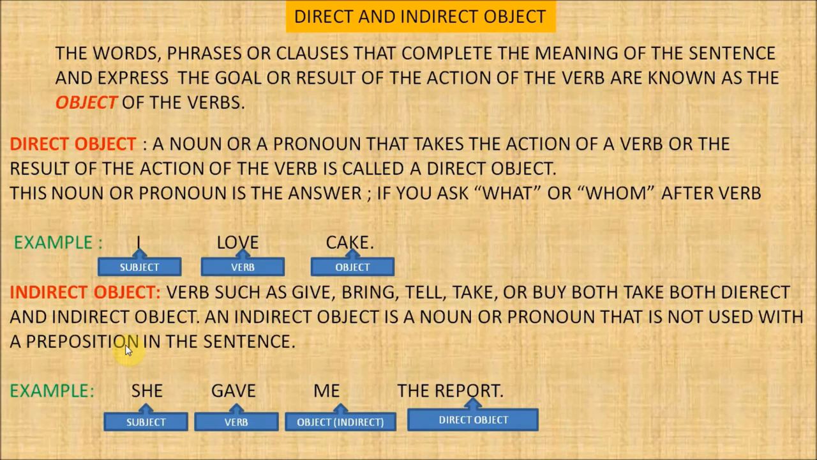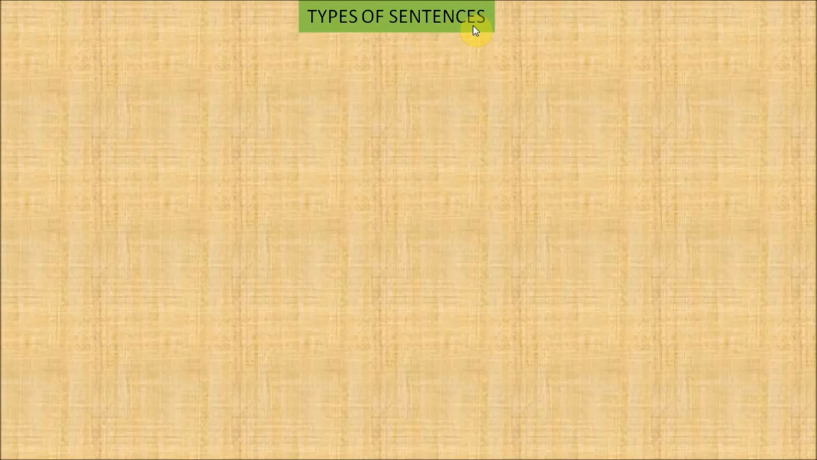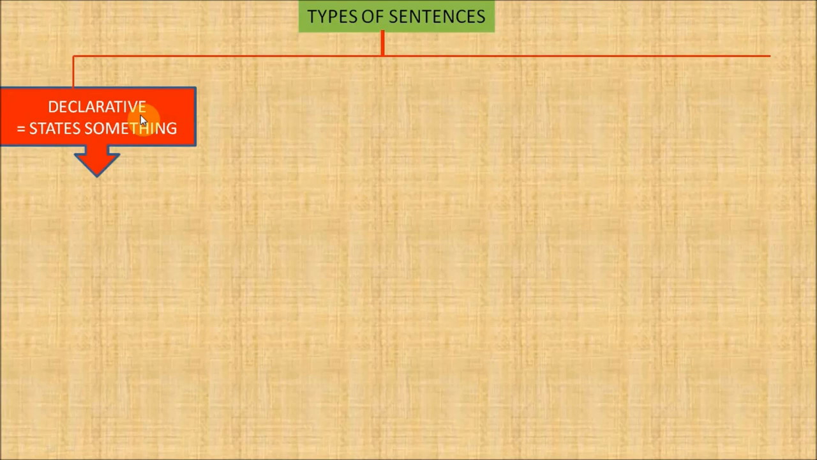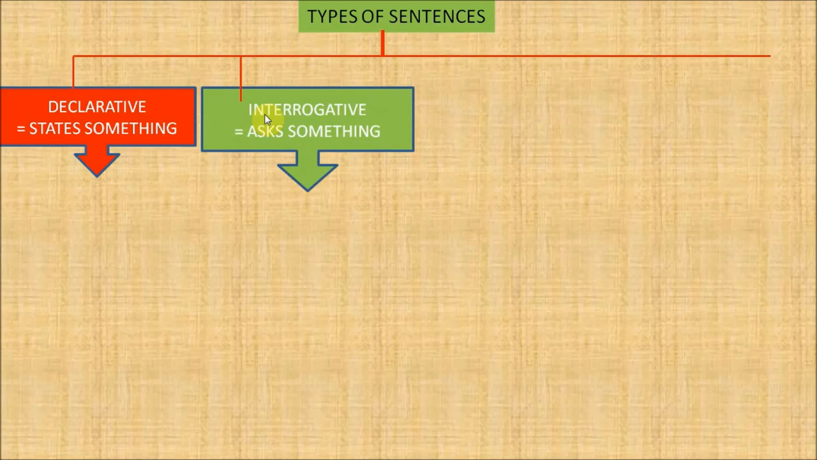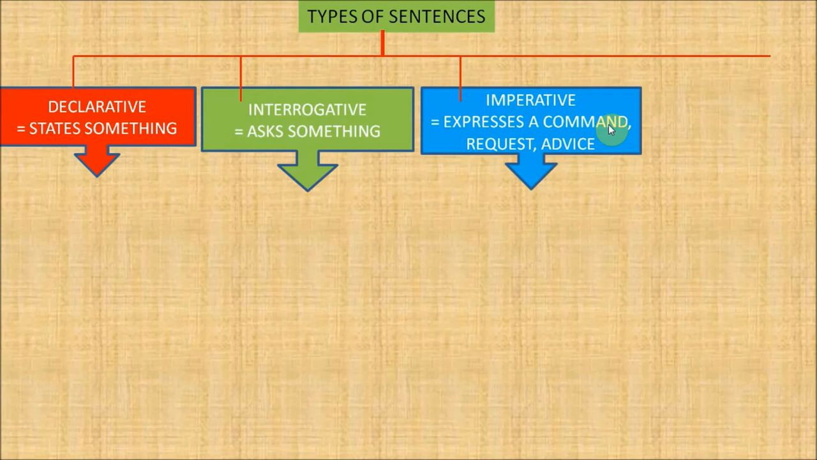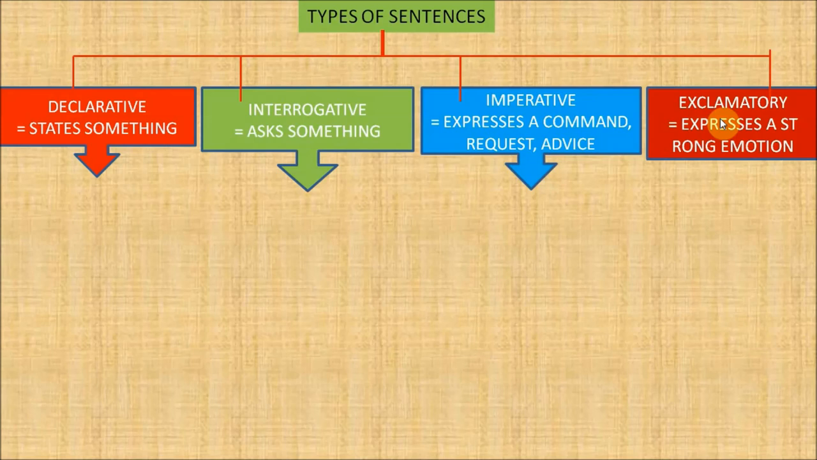Now let's see the types of sentences. There are mainly four types of sentences. First, declarative sentences, which state something. Second, interrogative sentences, which ask something. Third, imperative sentences, which express a command, request, advice, etc. And fourth, lastly, exclamatory sentences, which express a strong emotion or feeling.